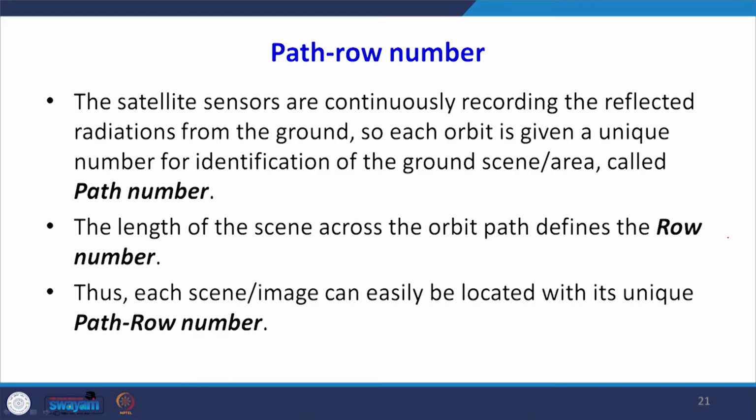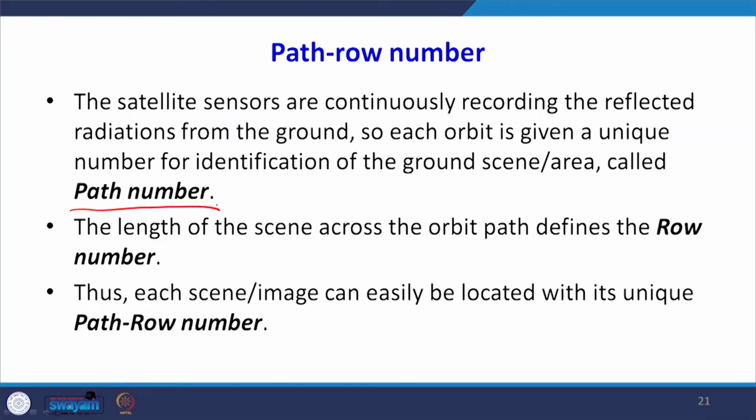The next term important for us to understand is the path and row number of a particular scene. When the satellite is moving in the orbit, that is the path of the satellite, and this path is given a certain number. Next time it moves, it is given another number, so that we can identify in which path which portion of the earth has been covered. We define them by a unique number, called the path number. The orbits we are defining by a unique number. And what is the row number? Row number is the length of the scene across the orbit path.